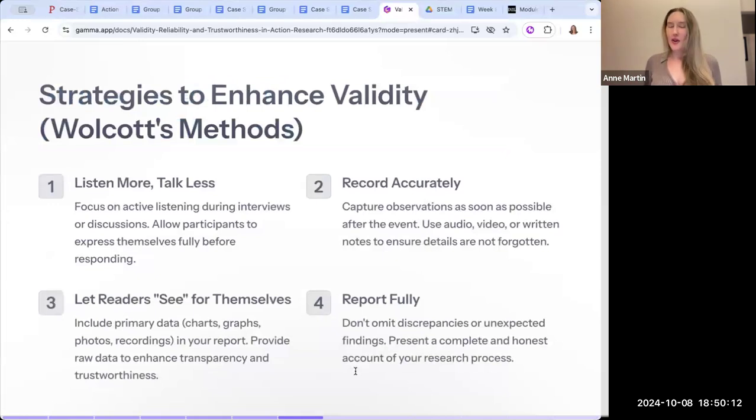So another paradigm offered in chapter 6 is Wolcott's methods. And there are a few more than this, but I just drew out a few here. So the listen more, talk less strategy.